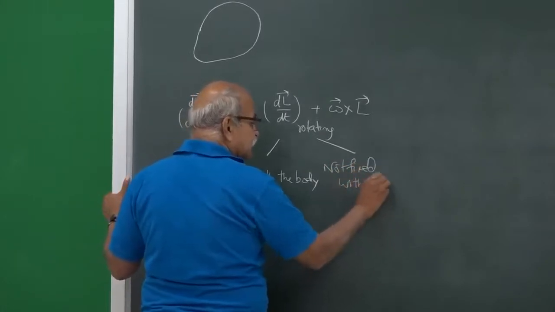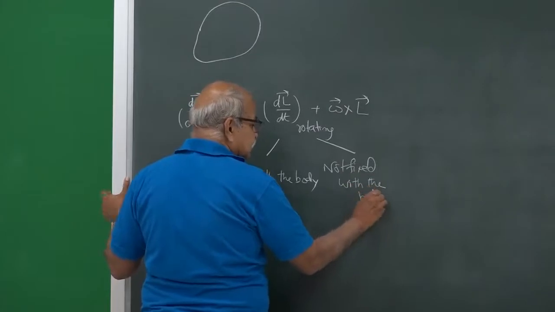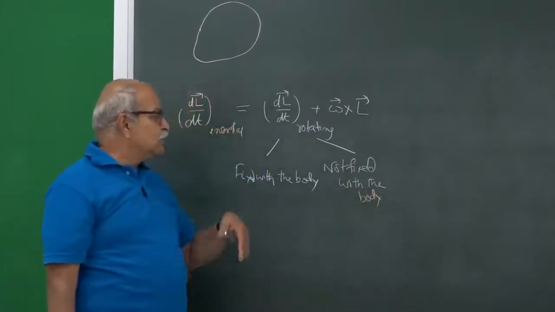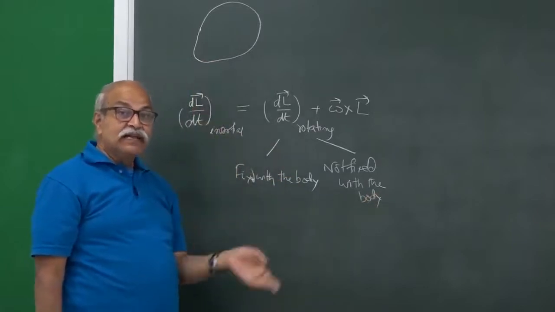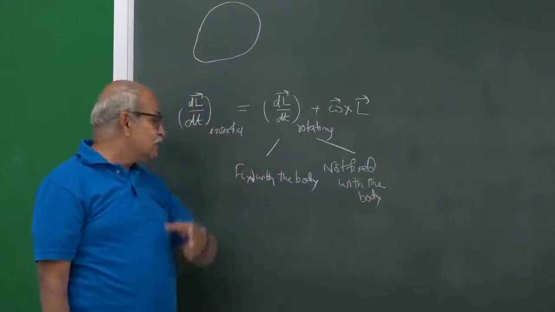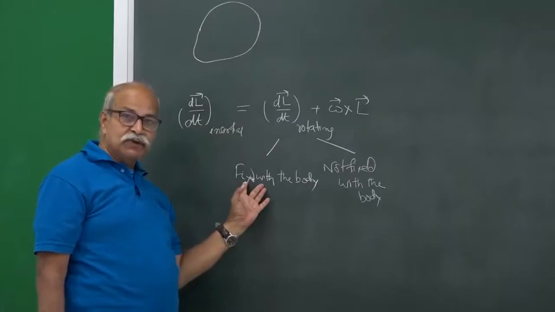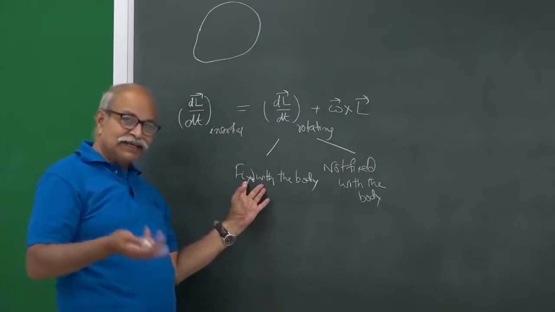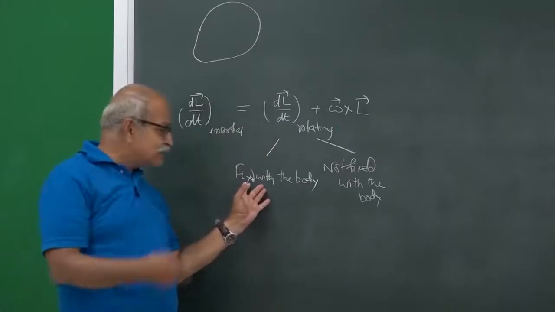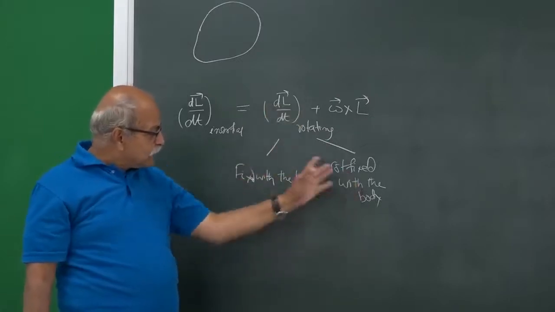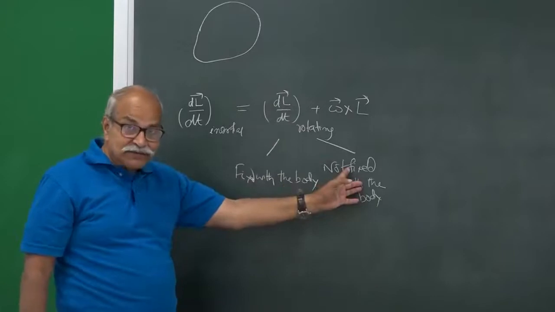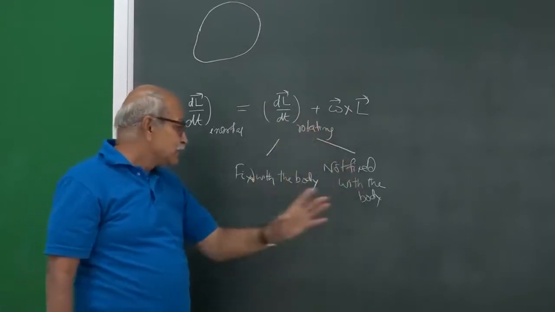So, fixed with the body and not fixed with the body. Depending on the situation, we can use an inertial frame or a rotating frame. In the rotating frame, we can either use a frame which is fixed with the body, which rotates with the body, and with respect to the body the frame is fixed, or we can have a rotating frame, but the body is not fixed in that frame. So, that can also be used.